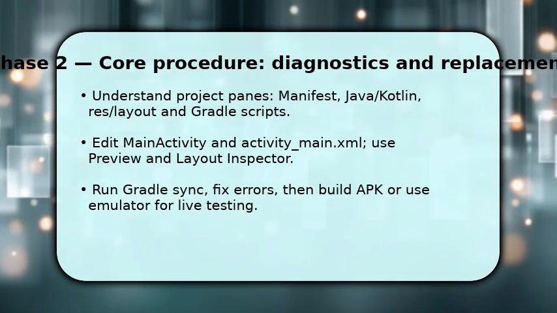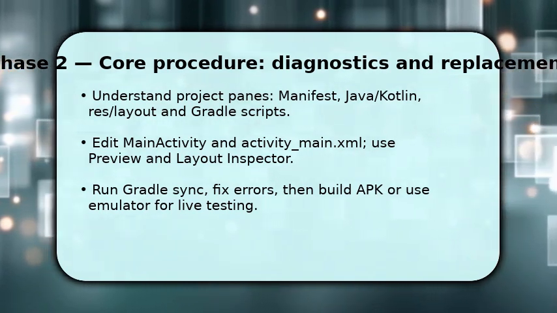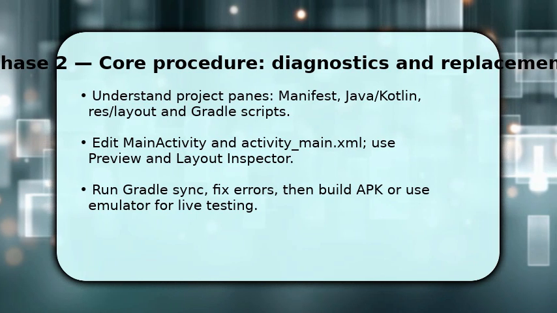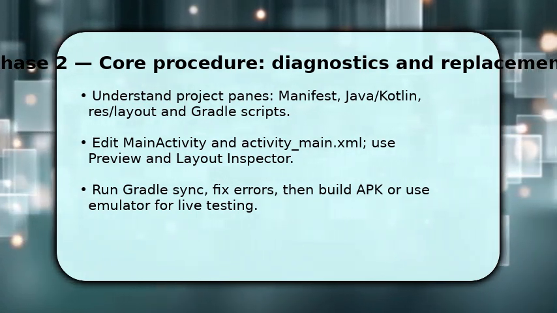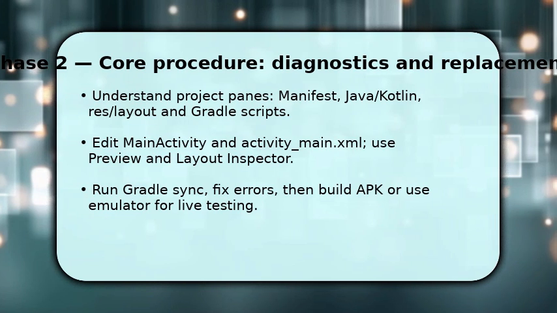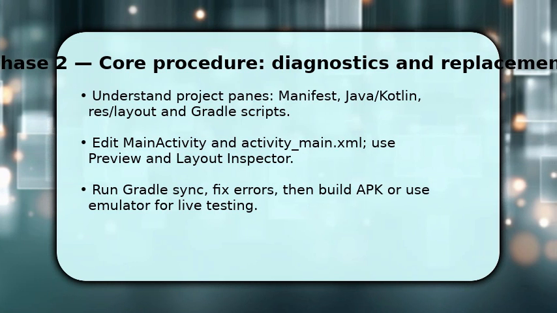Open the project view and locate manifest, Kotlin/Java, and res/layout files so you know where UI and logic live. You will edit main activity to add behavior and modify activity main XML for UI. Use the preview and layout inspector to see changes immediately.